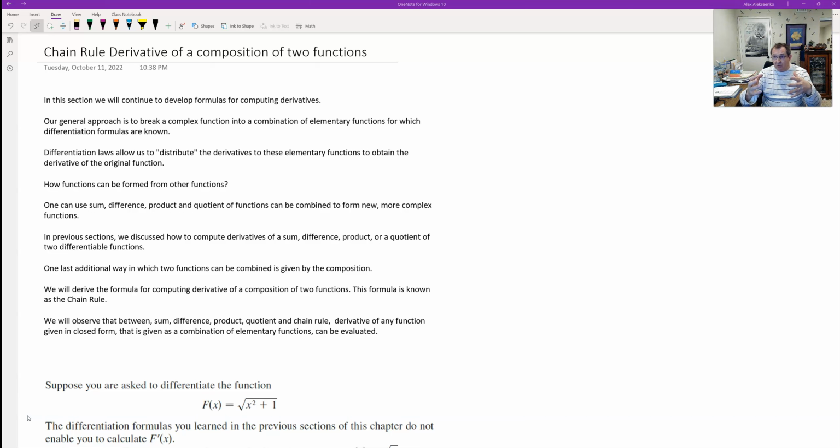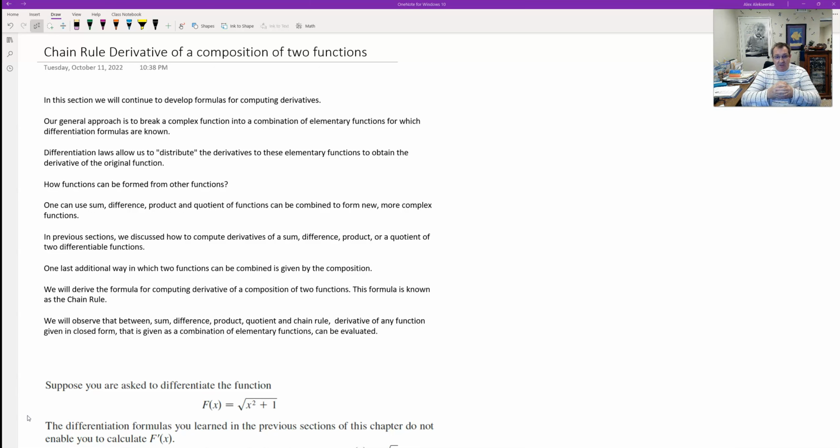So what differentiation laws have we already discussed? We discussed the sum law, the difference law, the product law, and the quotient law of differentiation, the product rule and the quotient rule. These rules are consequences of different ways you can combine two functions to build a new function. Two functions can be added together to form a new function, or two functions can be multiplied together to form a new function. For each action that combines functions, we have a differentiation rule.